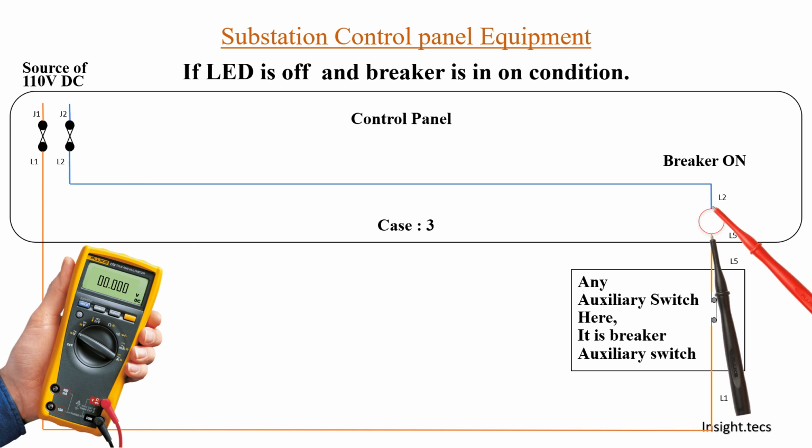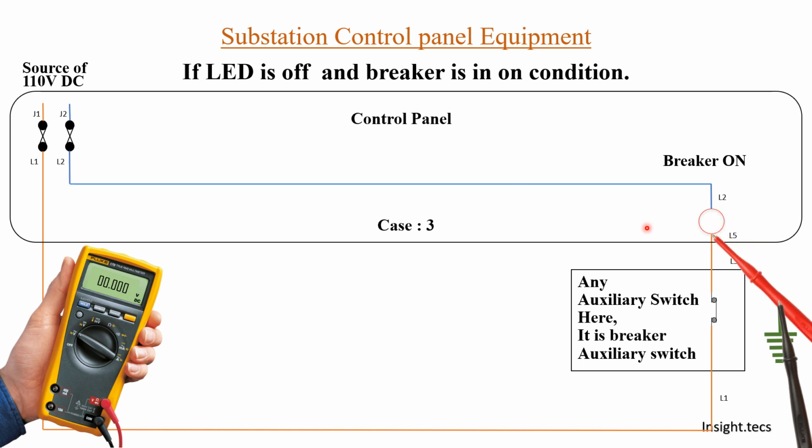Now let us understand case 3. Say your J2 is okay, your fuse is okay, you are getting minus 55 volts over here. So what issue can be there? Now the issue will be on the other side of the LED. Let us check it now. See, you are getting minus 55 over here. That means this circuit is complete. Now let us measure on the other side of the LED. You are having 0 volts.